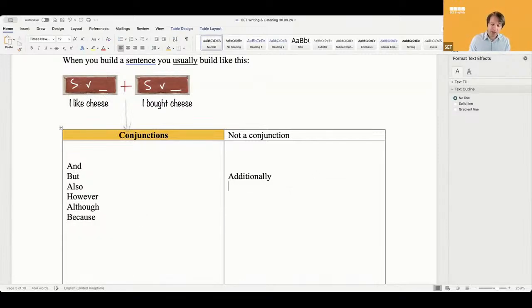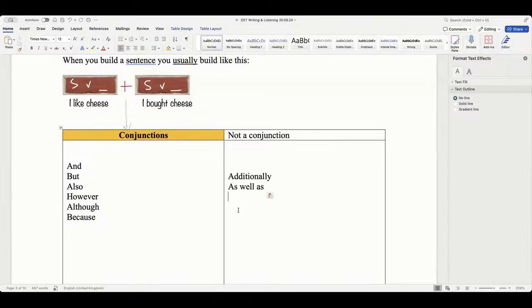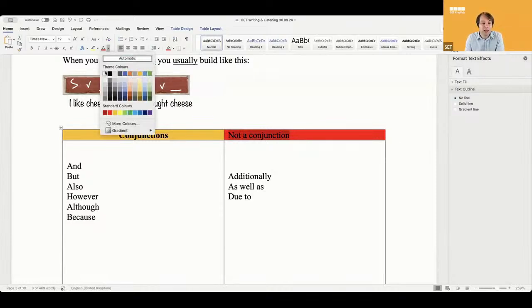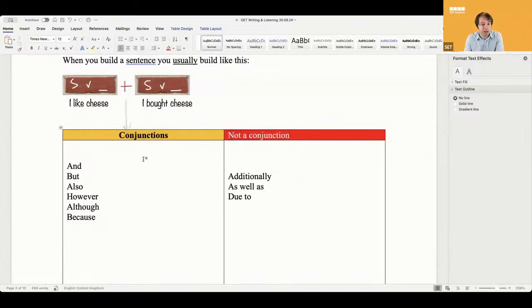I'm going to put this here. What about something like due to? Is it a conjunction? No. Due to is not a conjunction. This is the problem that so many students have, seeing the difference between a conjunction and not a conjunction.